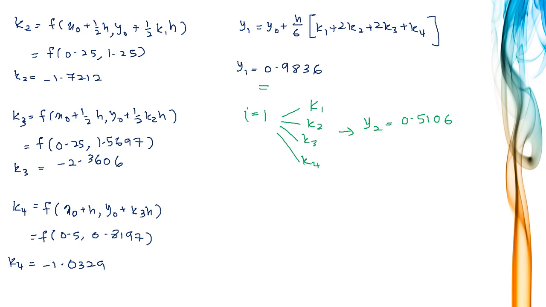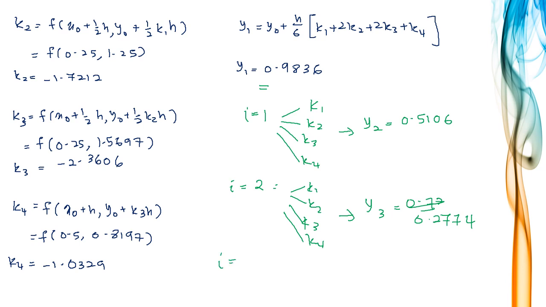0.5106. Then when i is equal to 2, we are going to calculate again our k1, k2, k3, k4. Then we will have our y3 is equal to 0.2774. And lastly, when i is equal to 3, again, calculate your k1, k2, k3, and k4. Then you can get the value for y4 is equal to 0.1562.